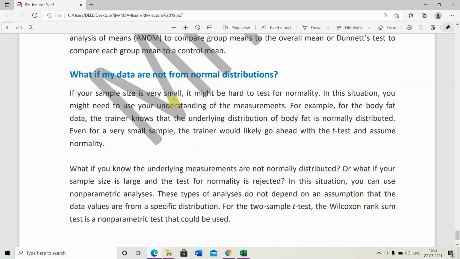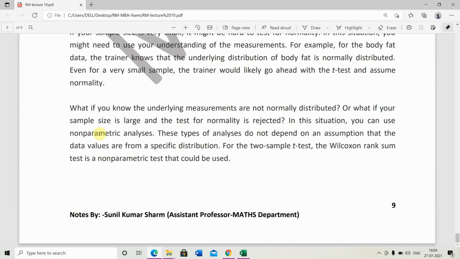If your sample size is very small, it might be hard to test for normality. In this situation, you might need to use your understanding of the measurements. For example, for the body fat data, the trainer knows that the underlying distribution of body fat is normally distributed. Even for a very small sample, the trainer would likely go ahead with the t-test and assume normality.